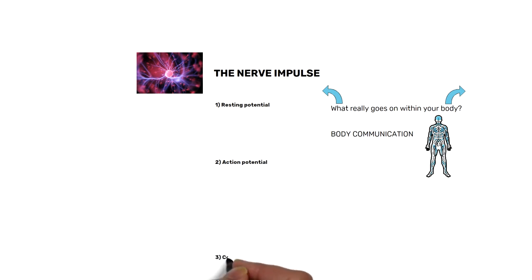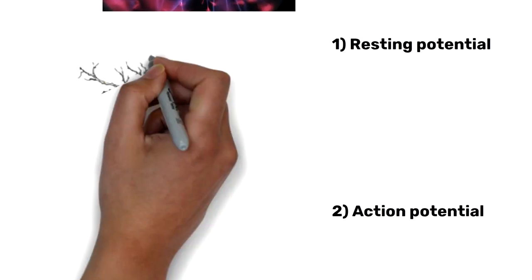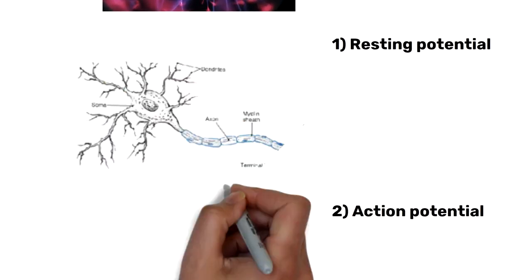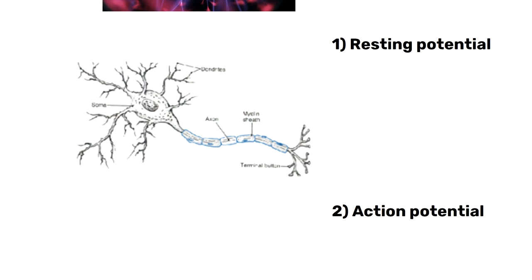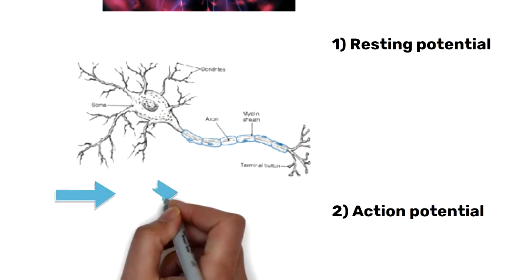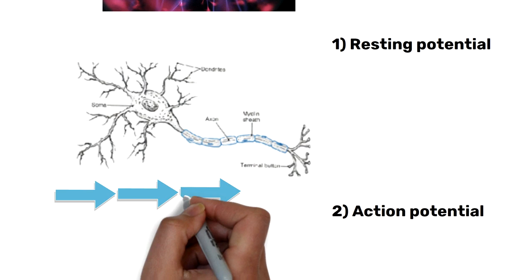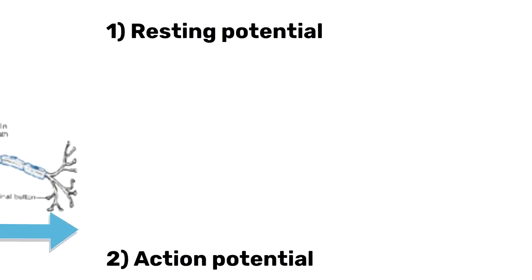The nerve impulse can be broken down into three sections. Firstly, resting potential. Secondly, action potential. And thirdly, communication between neurons. So let's jump into resting potential. What is resting potential? The resting potential of a neuron refers to the state of the neuron prior to the sending of a nerve impulse.